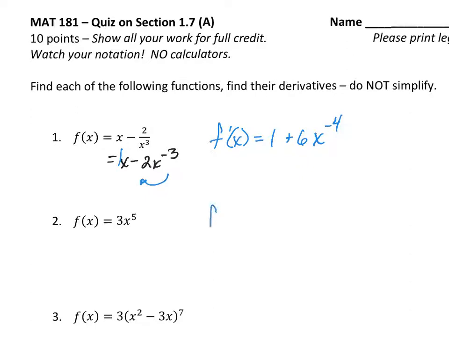For number 2, we don't need to do any algebraic simplification. We simply bring that 5 down times the 3 to get 15, x to the subtract 1 from that 5 to get 4.